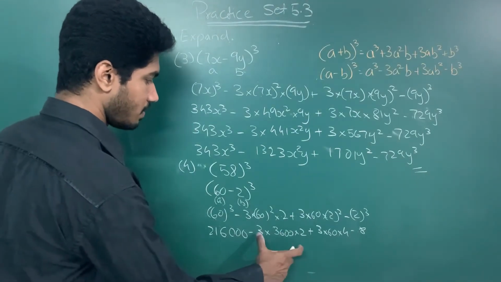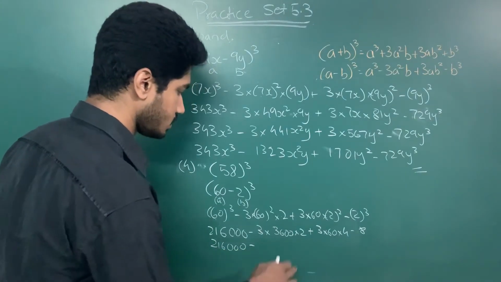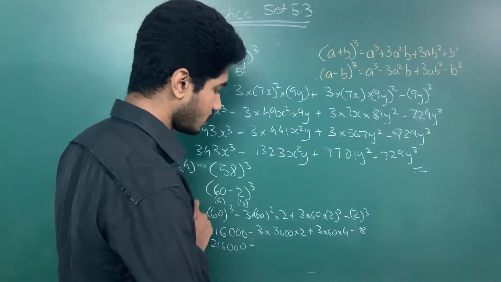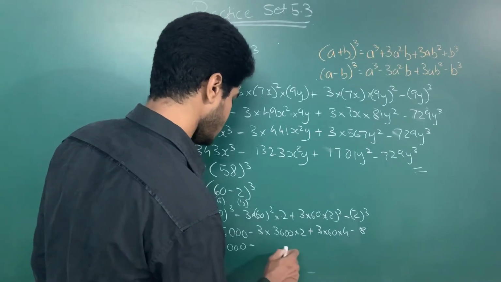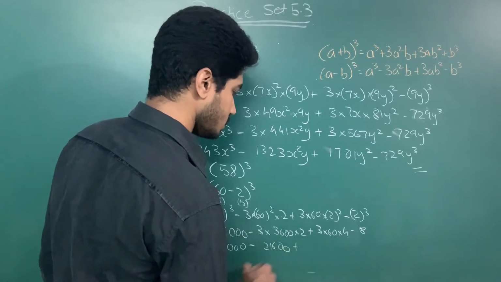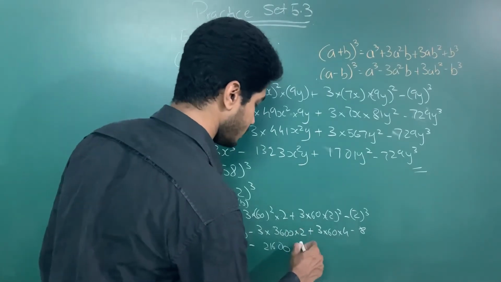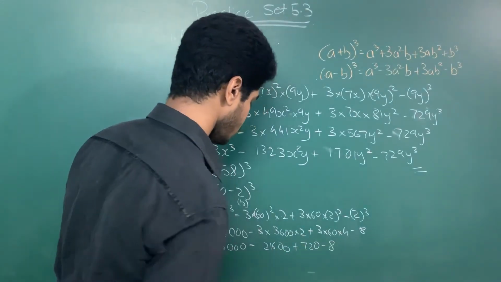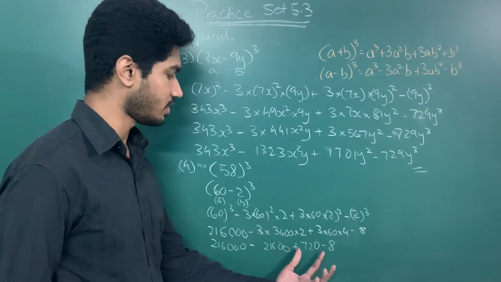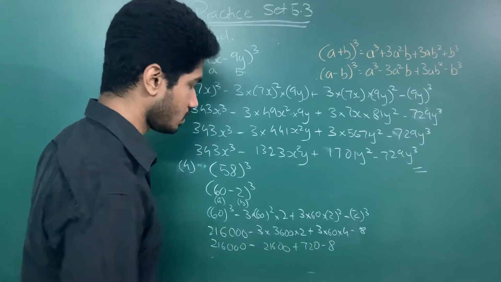Now we'll multiply the middle terms. So this will be 216000 minus, we can see 3 into 2 is 6 and 6 into 3600 will give us 21600, plus 3 into 4 is 12, 12 into 6 is 72, so we get 720, minus 8. So you first subtract, whatever answer you get, you add with the 720, then you subtract 8. So the final answer, if you see, let's subtract that.